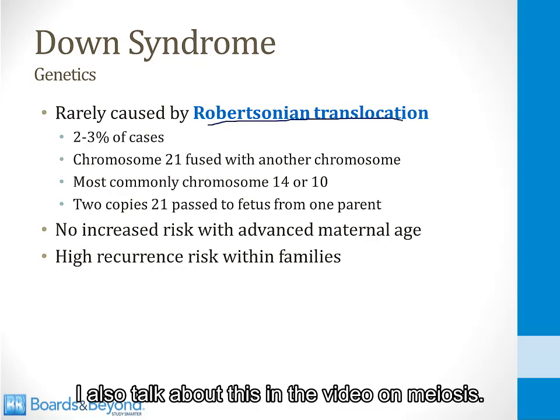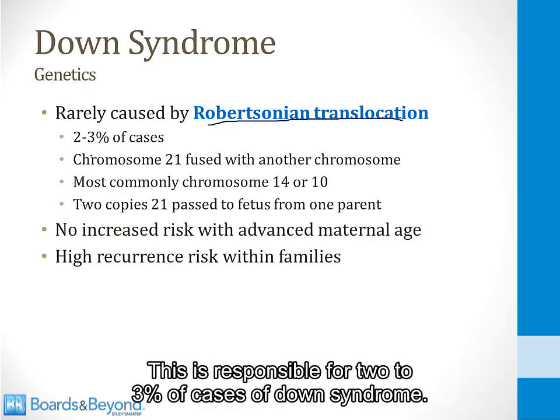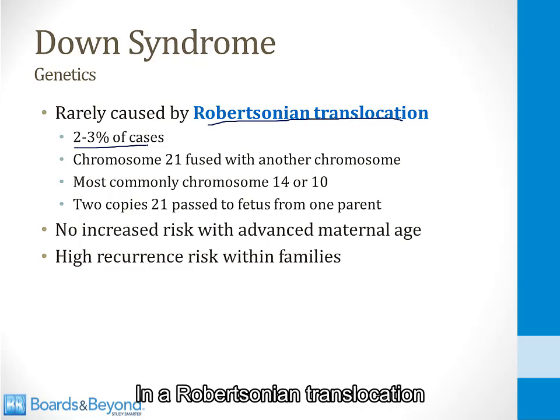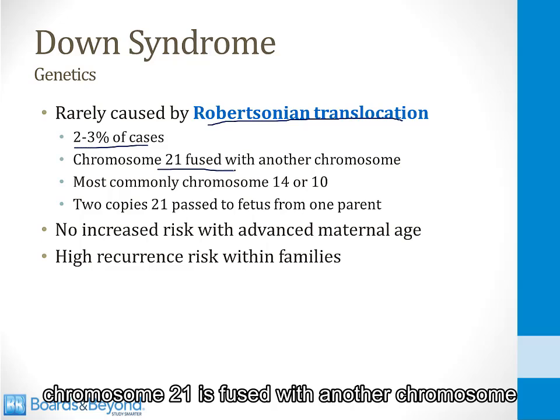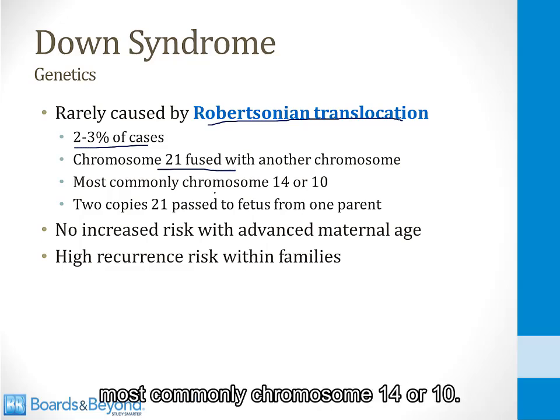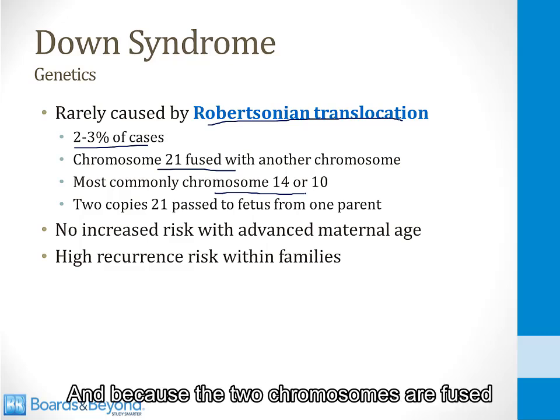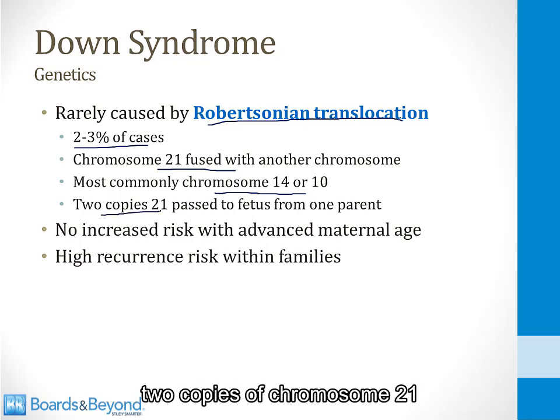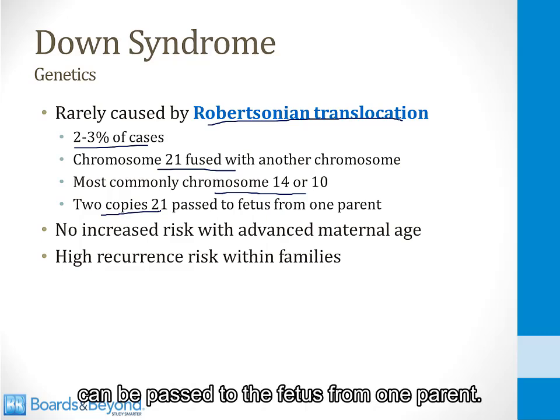In cases that are not associated with meiotic non-disjunction, one of the potential causes is a Robertsonian translocation. I also talk about this in the video on meiosis. This is responsible for 2 to 3% of cases of Down syndrome. In a Robertsonian translocation, chromosome 21 is fused with another chromosome, most commonly chromosome 14 or 10, and because the 2 chromosomes are fused, 2 copies of chromosome 21 can be passed to the fetus from one parent.